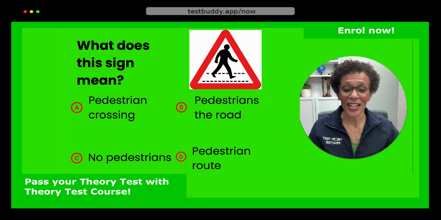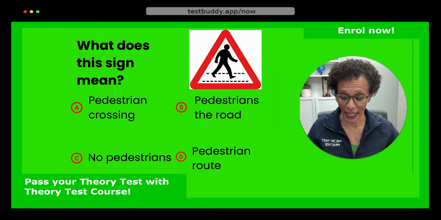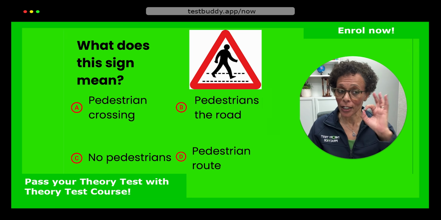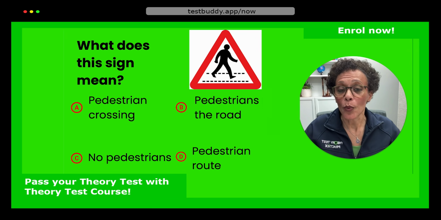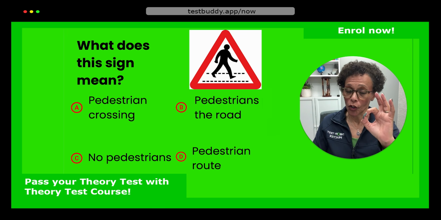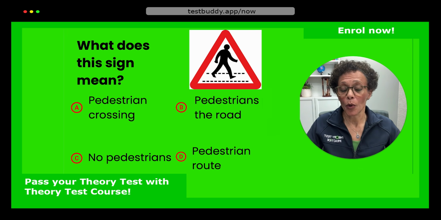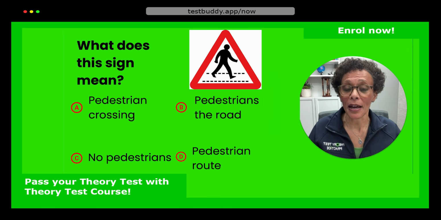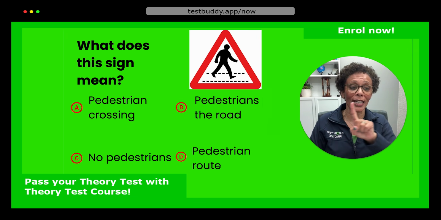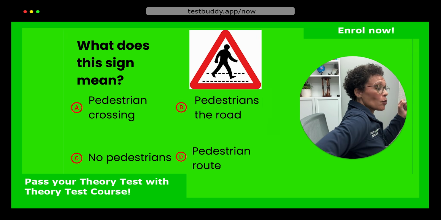C, no pedestrians, that's not a warning, that's an order. And D, pedestrian route, that's not a warning, it's an order. So the answer cannot be C or D. In fact, if it was C, no pedestrians, it would be in a red circle, because red circle signs mean no. And if it was D, pedestrian route, it would be in a blue circle. Blue must do, or this road is for you. So there would be pedestrians inside a blue circle. So the answer is either A, pedestrian crossing, or B, pedestrians in the road. Now you need to look at what that pedestrian is doing. Is that pedestrian crossing over the road, which would mean you can see them sideways on?